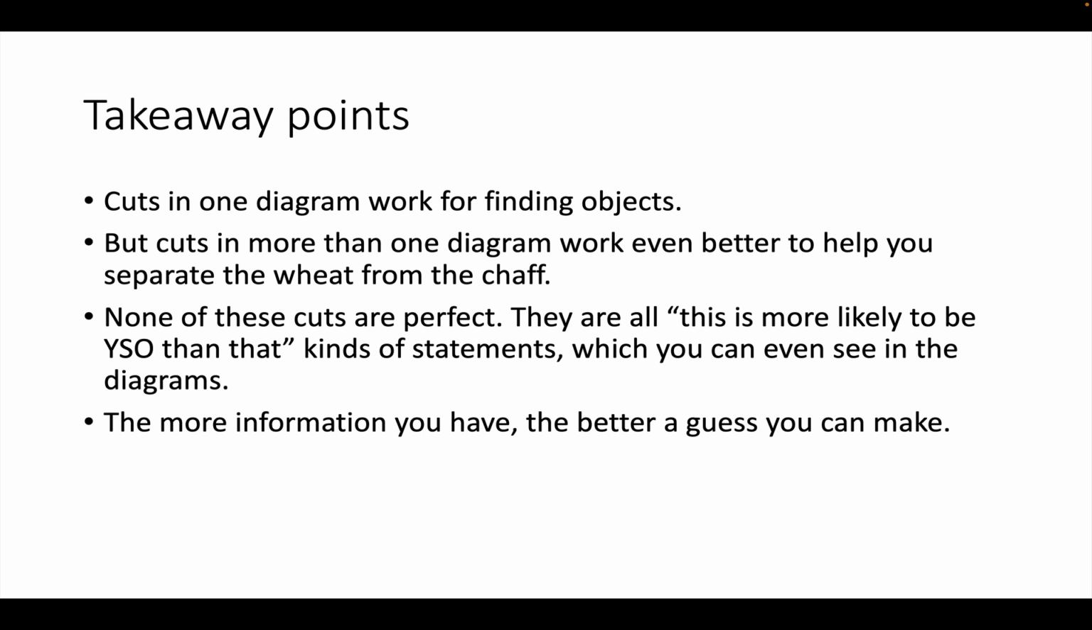So main takeaway points. Cuts in one diagram can work for finding objects, but cuts in more than one diagram work even better to help you separate the wheat from the chaff. None of the cuts are perfect. They are all involving statements like, this is more likely than that to be a young star. And you can see that even in the diagrams, right? You can see that there are young stars falling in regions of galaxies and galaxies falling in regions of young stars. The more information you have, though, the better a guess you can make.